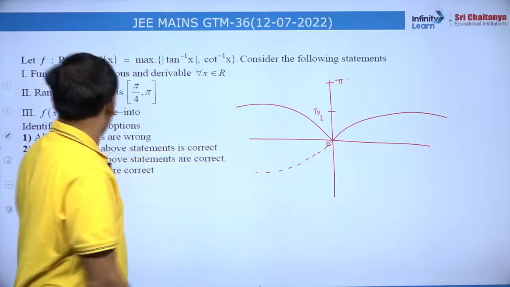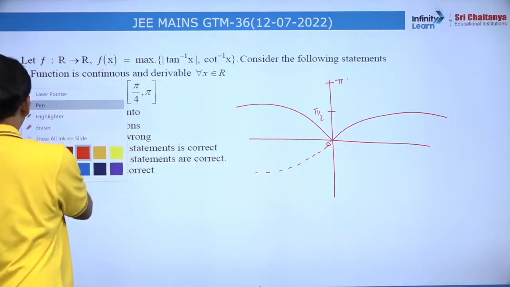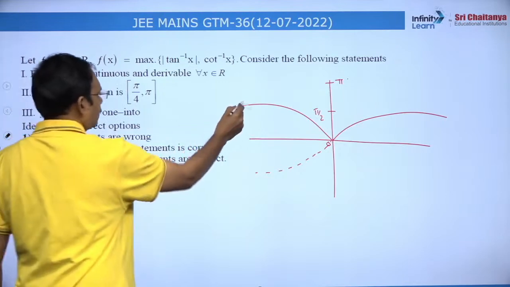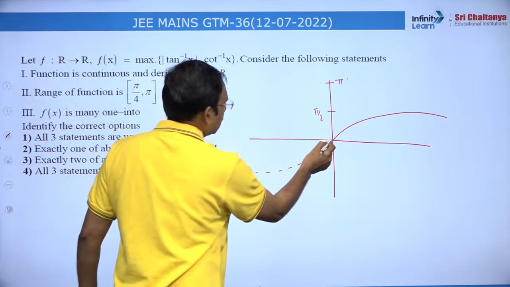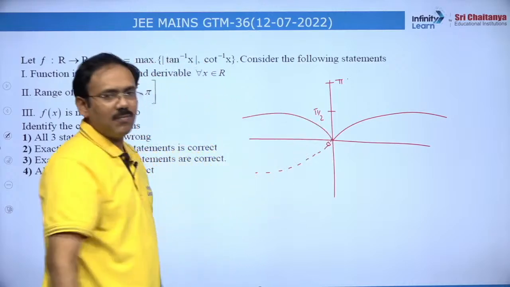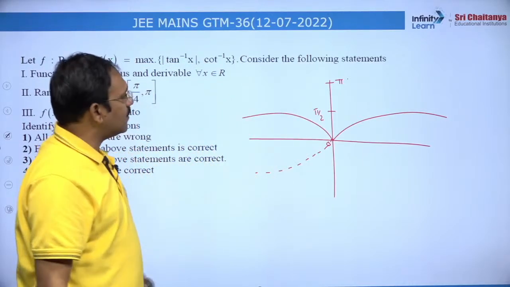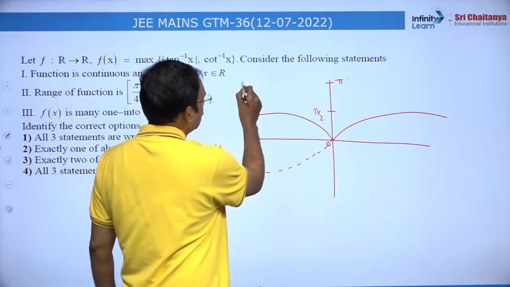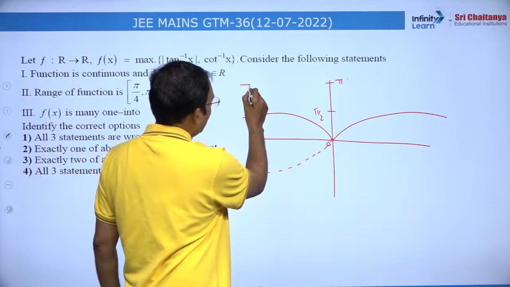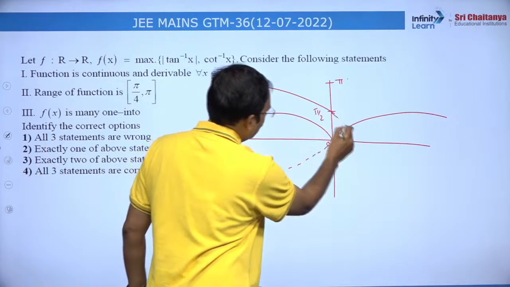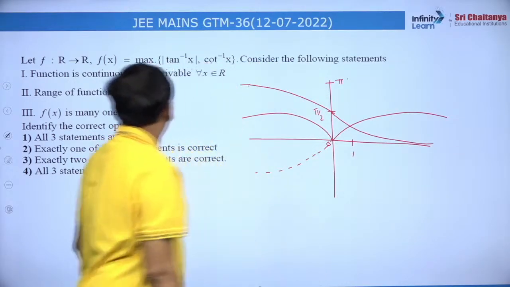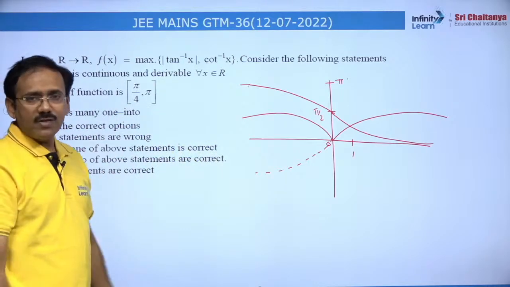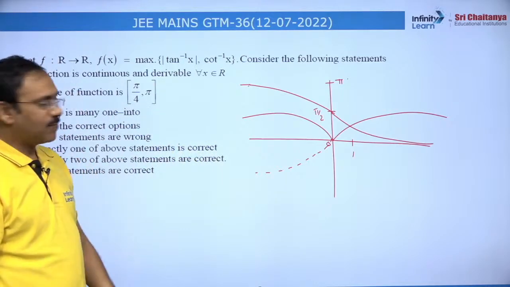My dear friends, take properly, pi by 2 is here. This is mod tan inverse x. Then cot inverse x graph, you know, at x tends to minus infinity it is pi, it goes to pi by 2, then it comes like this. Both of them will intersect at 1. When x is 1, tan inverse 1 is pi by 4, cot inverse 1 is also pi by 4.